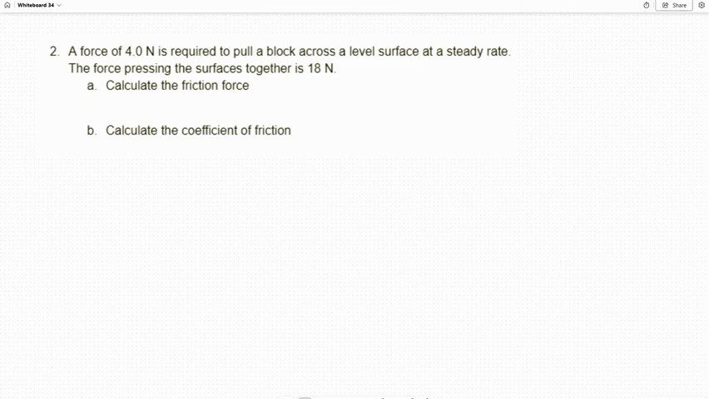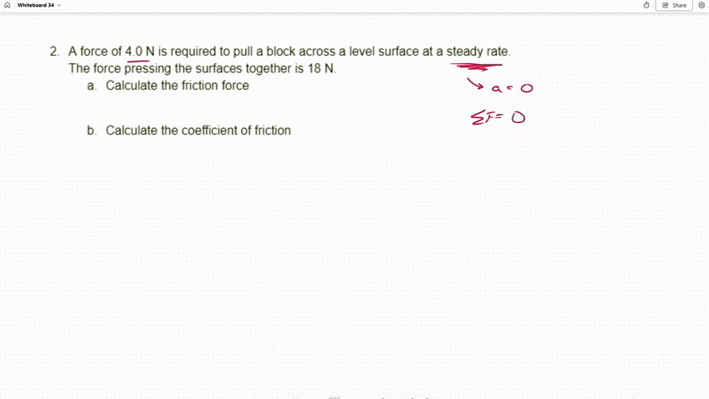The answer key is a little bit incomplete on this particular one, so I also want to do number two. Again, feel free to increase the speed on the video if you need to. Number two: a force of 4 newtons is required to pull a block across a level surface at a steady rate. That's really important here. Steady rate means acceleration is equal to 0, or net force is also 0.